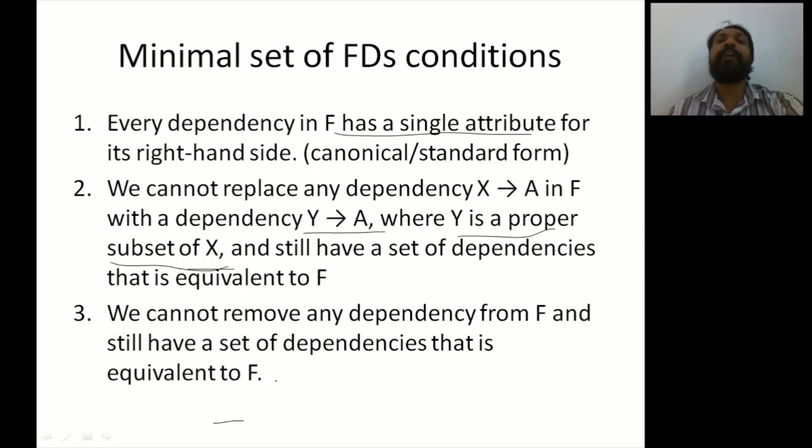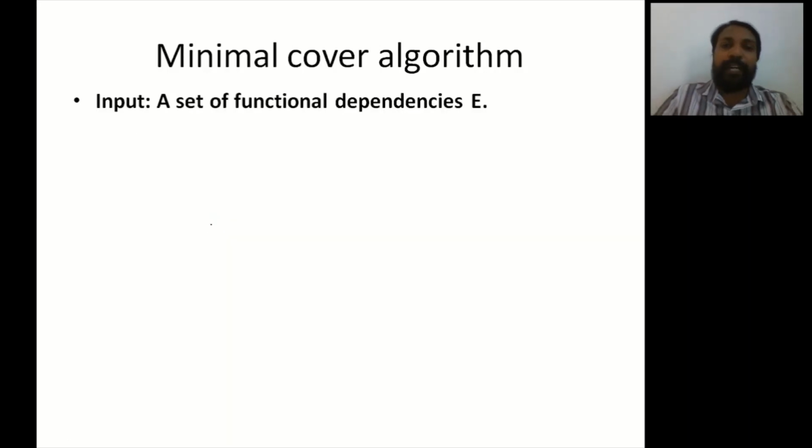In the first condition, we have to make it into a canonical or standard form, that is, the RHS should contain only a single attribute. In the second condition, we have to check for extraneous attributes in the LHS, the left hand side of the functional dependency. And in the third condition, we have to check whether there are any functional dependencies which are redundant. So we have an algorithm to find the minimal cover, or minimal set of functional dependencies. We call it the minimal cover algorithm. Here the input is a set of functional dependencies E.